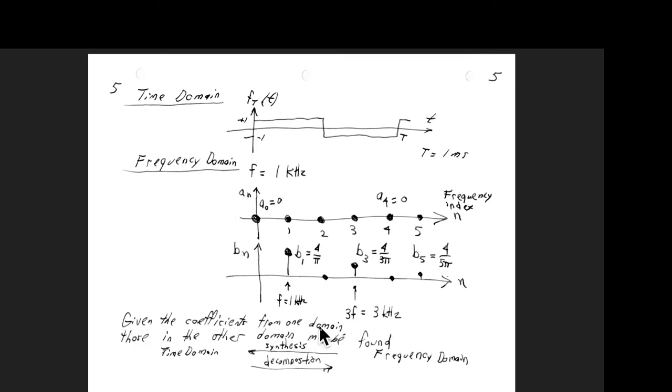Given the coefficients from one domain, those in the other domain can be found. They call them duals. There's a time frequency duality. If you have this waveform, you can find these coefficients, the A's and B's and the fundamental frequency. If you have these coefficients and the fundamental frequency, you can find the time domain waveform. You can go back and forth.